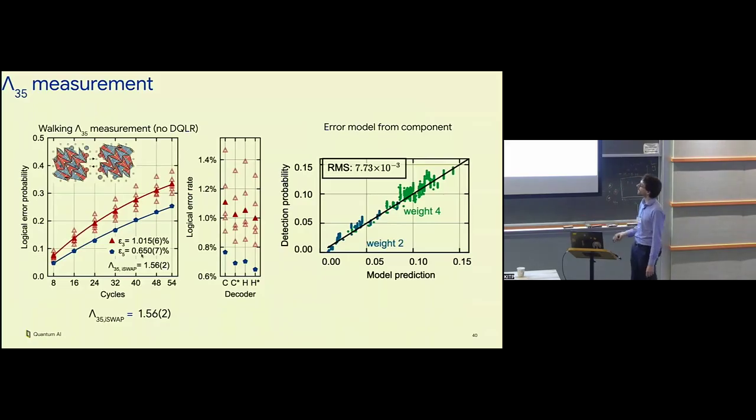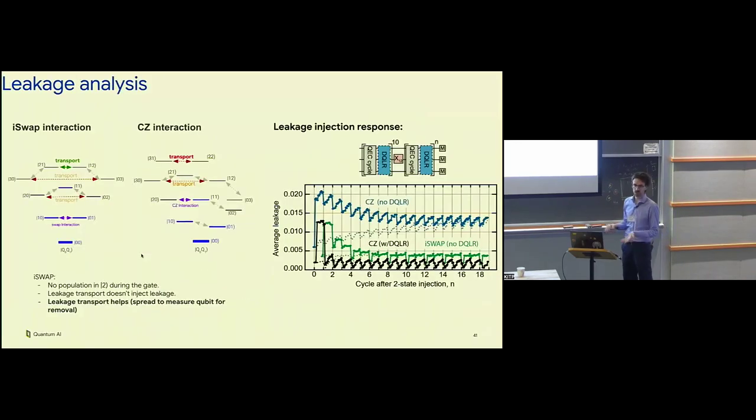And we get an error rate of 0.65%, but now the component error model prediction matches very well what we measure. We think the matching here is because we have almost no leakage with this specific gate. So why will leakage be less important with this gate? The reason is in the scheme we use inside the gate.